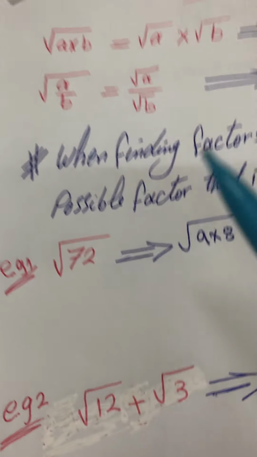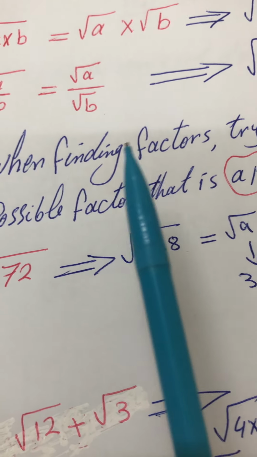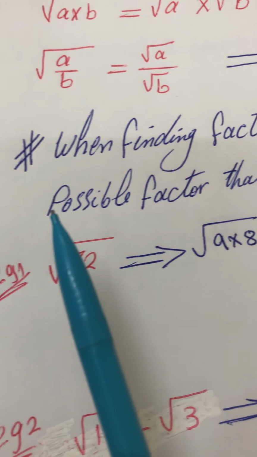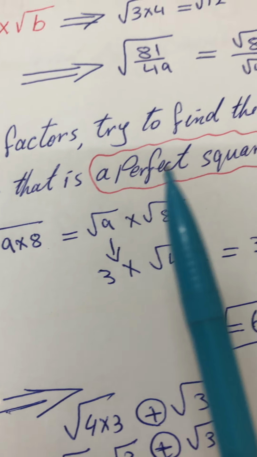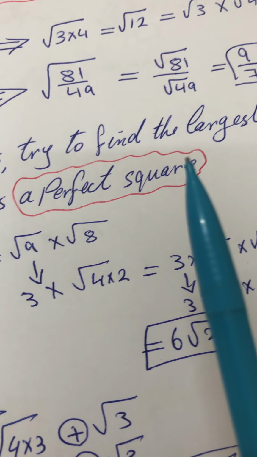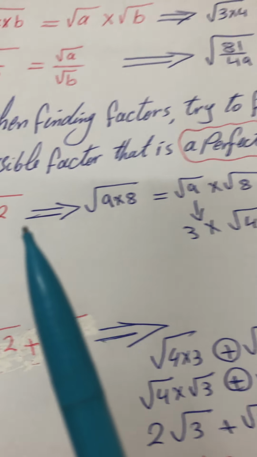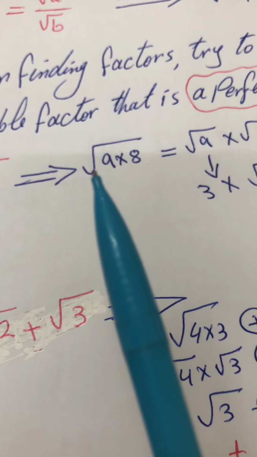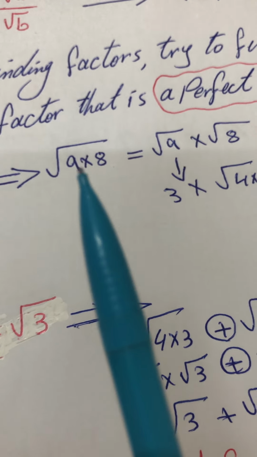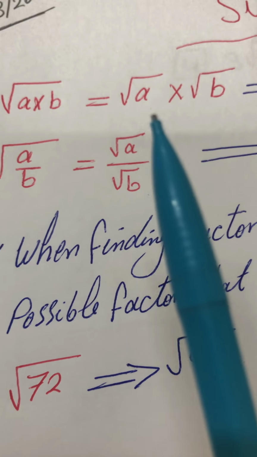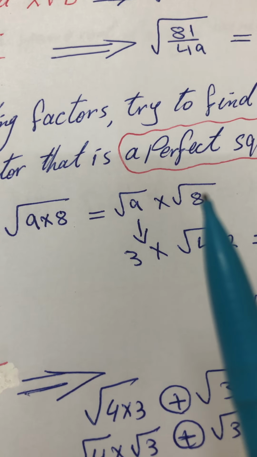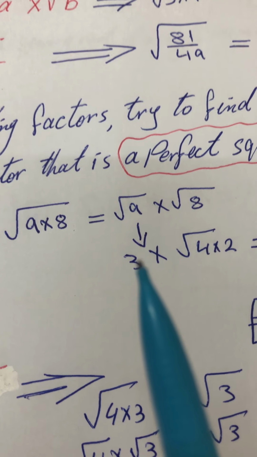And also don't forget, when finding factors, try to find the largest possible factor that is a perfect square. As I explained to you in the last period, if we have the square root of 72, I can factorize this 72 into 9 multiplied by 8. And as I said here, we can find the square root of 9 alone times the square root of 8. The square root of 9 equals 3.